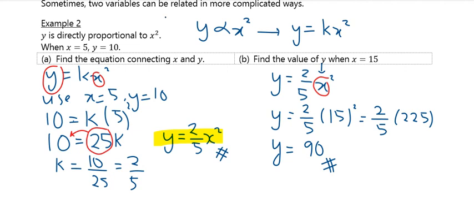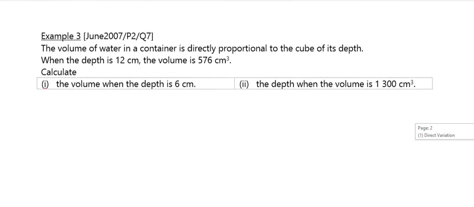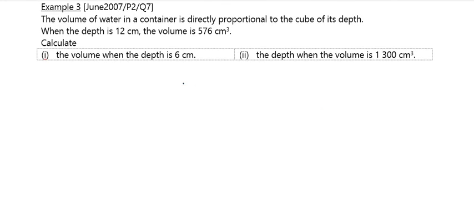This one is just a simple one, but sometimes the variables that are connected may be different. Sometimes x squared, sometimes maybe other than x squared. All right, so let's have a look at the last example, which is taken from the past year paper, June 2007, paper 2, question number 7. Alright, so let's have a look here.